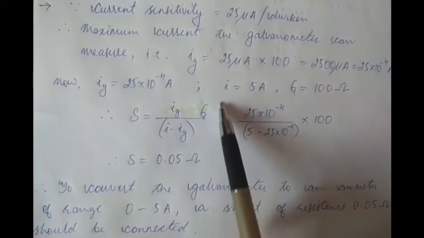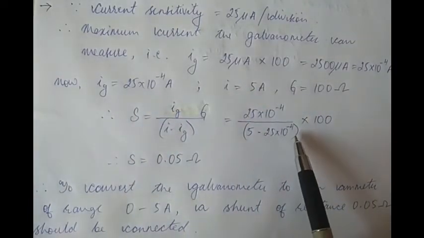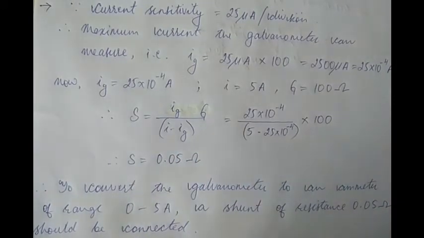Therefore, the value of the shunt is given by this equation. Substitute the values, work out the mathematics, and you will see that the value of the shunt will come out to be 0.05 ohms. Therefore, we conclude that to convert the galvanometer to an ammeter of range 0 to 5 amperes, a shunt of resistance 0.05 ohms should be connected to it.